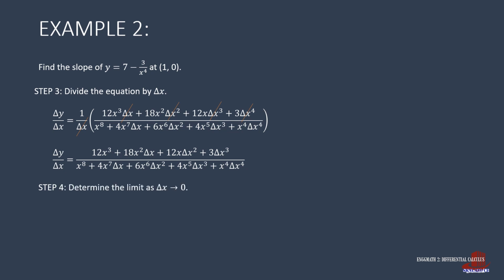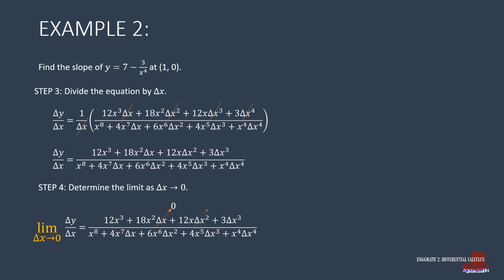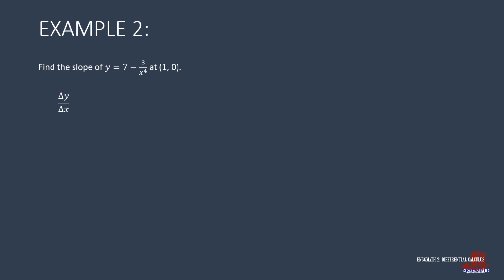Moving on to the last step, which is finding the limit of the equation as delta x approaches 0. Note that the delta x's turn out as 0, completely eliminating so many terms. Now, the long equation ended up with only 12x cubed all over x to the 8th power. So simplify exponents to have delta y all upon delta x, known as y prime, as 12 all over x to the power of 5.